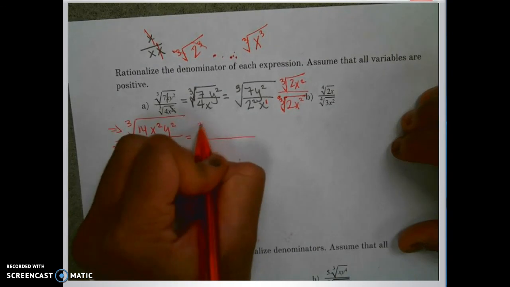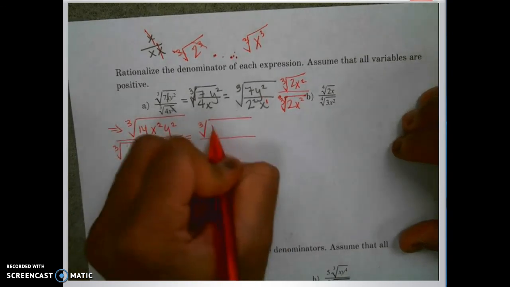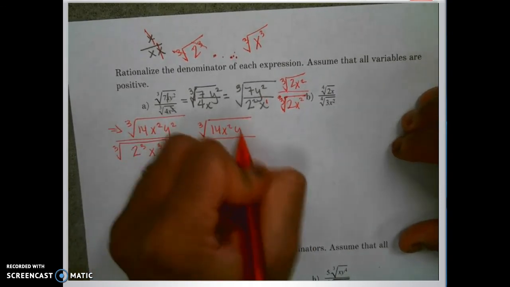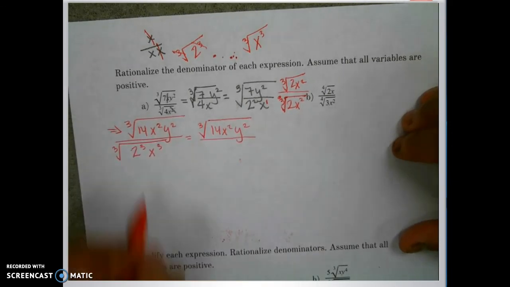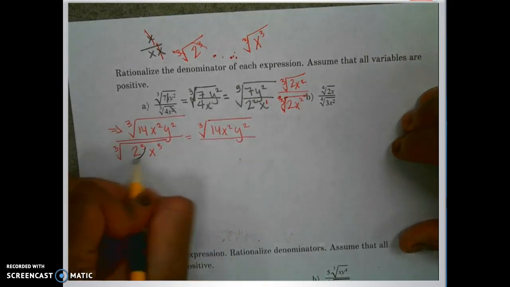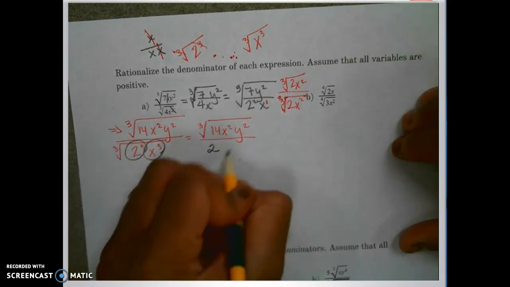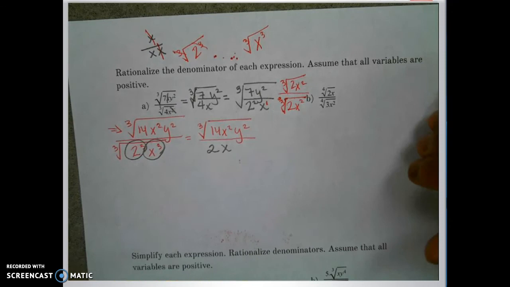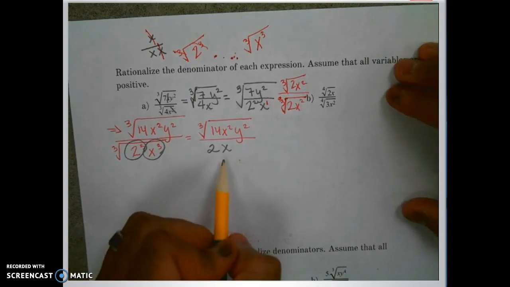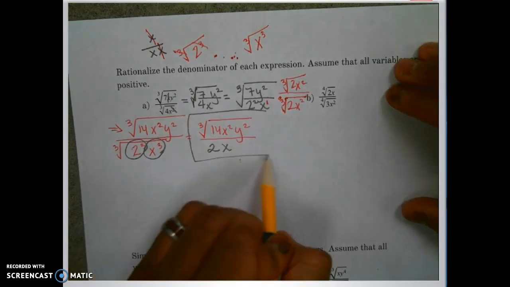So the numerator stays the same. 14 x squared, y squared. The denominator, now, perfect cubes. This is a perfect cube, so it's just 2. Perfect cube, just x. I have rationalized the denominator now because I don't have any more radicals there.